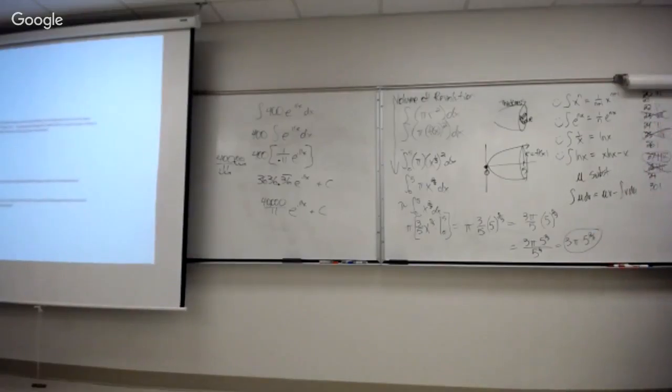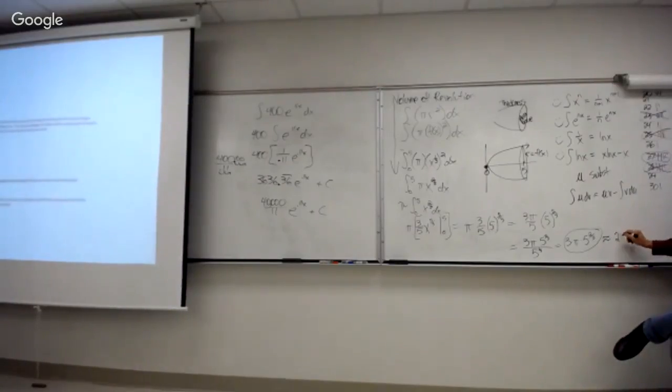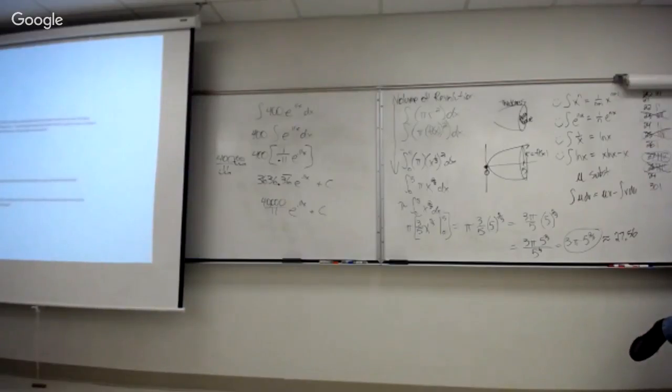Of course, we should probably get a decimal, because I think the answer key gives a decimal, doesn't it? So that would be 3 times pi times 5 to the 2/3. Did anyone get, or more importantly, did the back get 27.56? It is, Daniel? That's what you got?